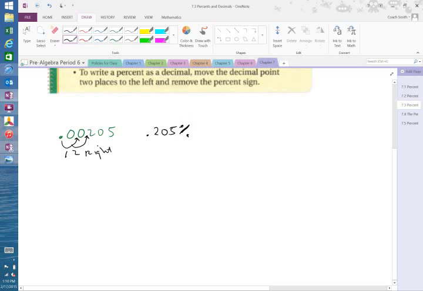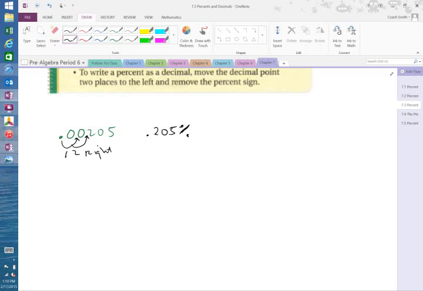The decimal's in front of the 2. How can I get rid of it? Can you? No. 205% is 2.05, not 0.00205. So 0.205%. So you always move it two places to the right to change a decimal to a percent.